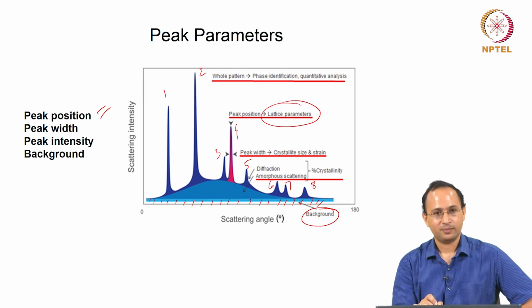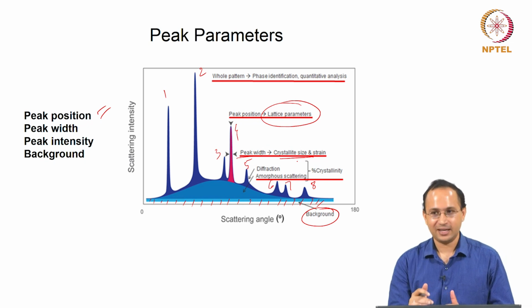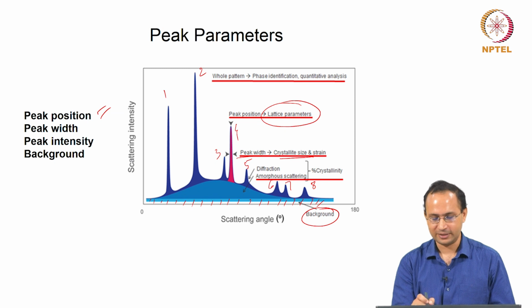Peak width tells us about the crystallite size and strain. What is the size of your crystallites? Is there any microstrain? We can use that information to examine this; I will come back to it again, it will be more clear. And then you have this diffraction, you are getting these peaks, and this amorphous scattering.